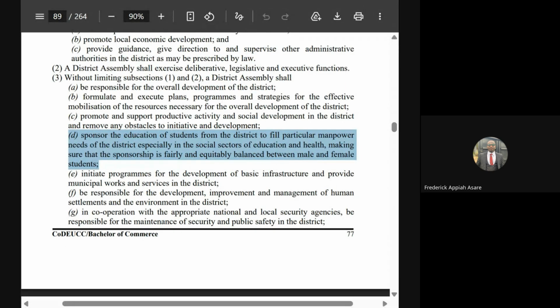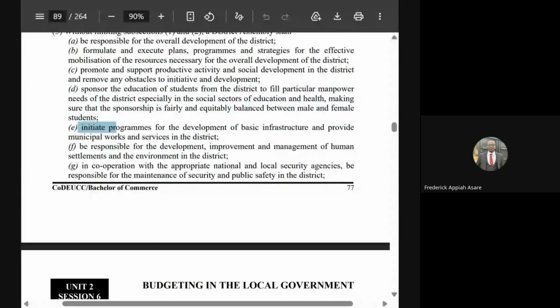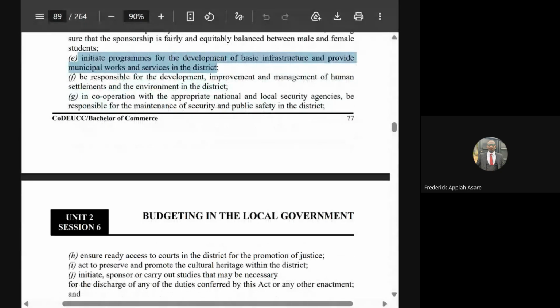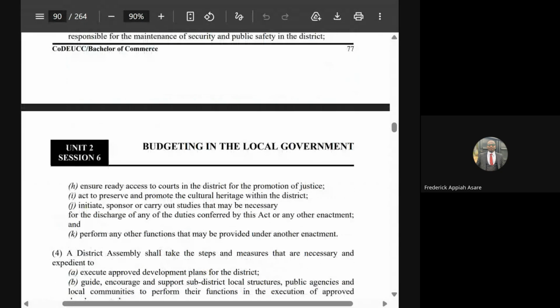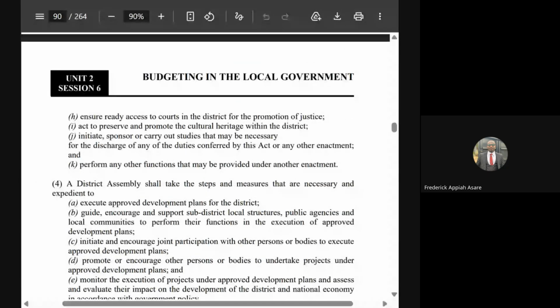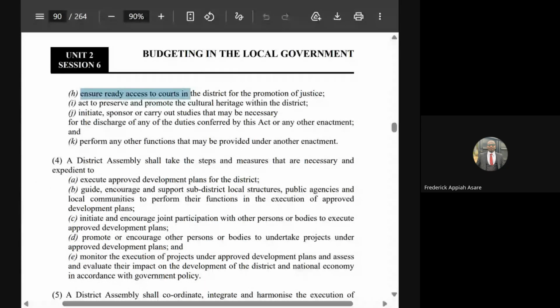That is what happens. Now, they initiate programs for development of basic infrastructure and provide municipal works and services in the district. So all these are some of the functions or the roles of the district assembly. They also ensure ready access to courts in the districts for the promotion of justice. So you realize that most of the districts have courts.